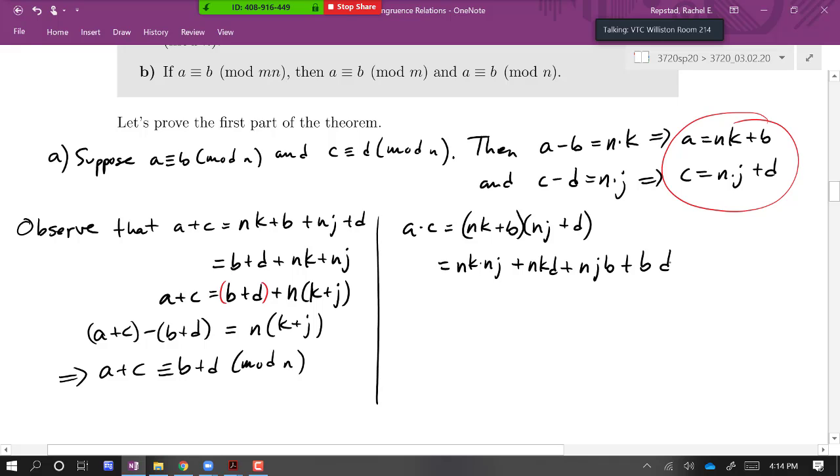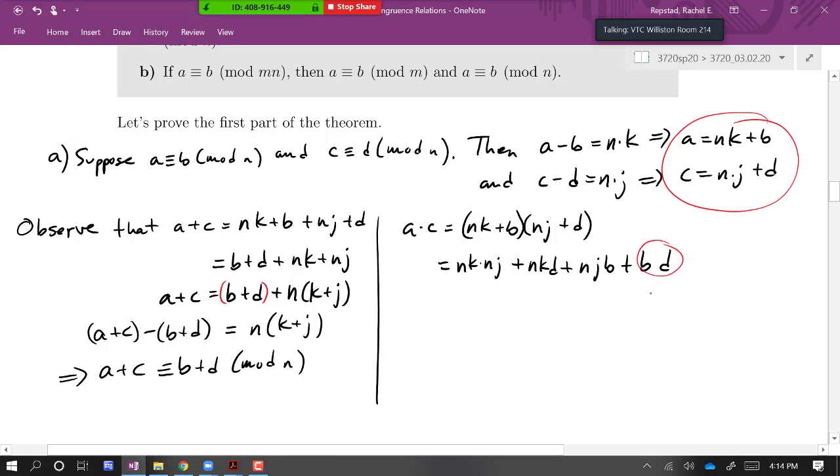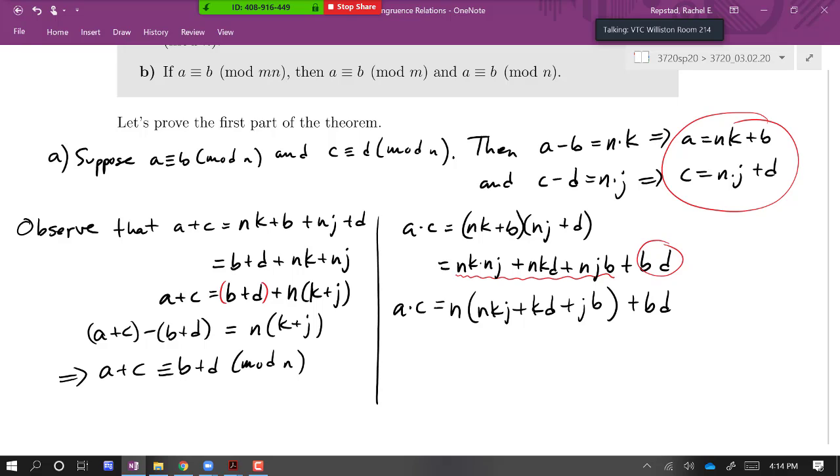We're trying to show that A times C is congruent to B times D. So I'm going to notice I've got this product B times D at the end. I'm not going to do anything with that right now. But this other stuff in front, everything has a factor of n. So I'm just going to take out an n. And then we have n times nkj plus kD plus jB. So here we have the product AC is some multiple of n plus BD. Or, we could subtract BD from both sides so that AC minus BD is a multiple of n. And that is precisely what it means to say that AC is congruent to BD.